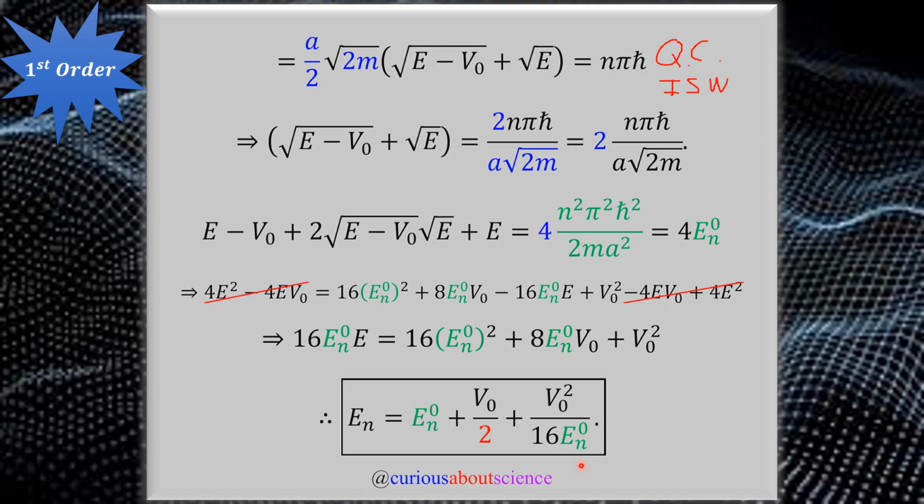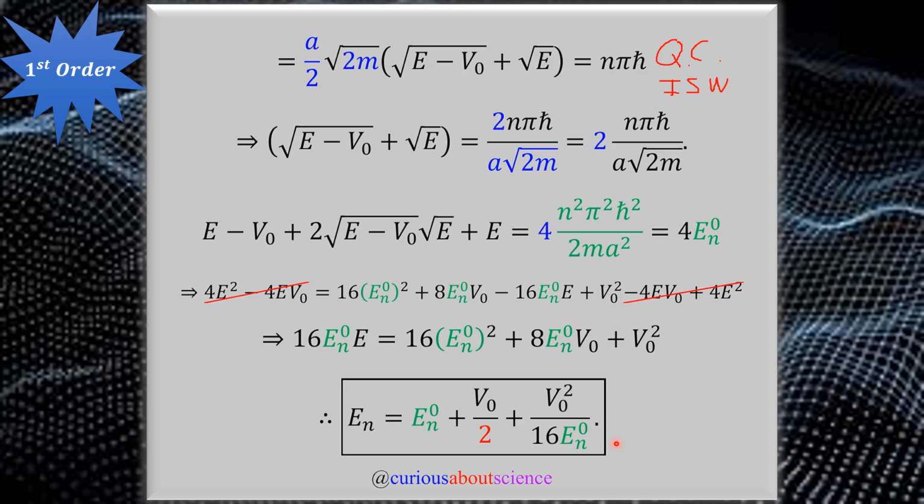Now, what this differs from is the perturbation theory result via example 7.1, where we got E_n equals E_n to the 0, so the 0th order, plus V0 over 2. So we got this thing, but this is what occurs in the WKB method. And this can be accounted for because we notice that if the potential V0 is very small, then being a square, it will go to 0 pretty quickly.